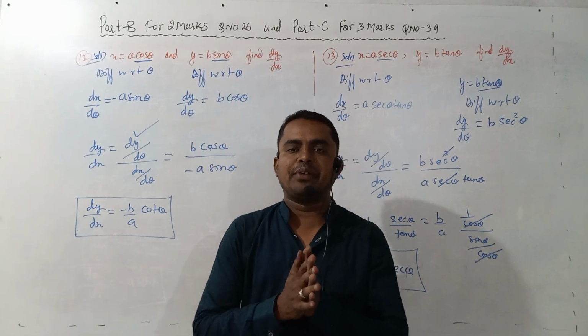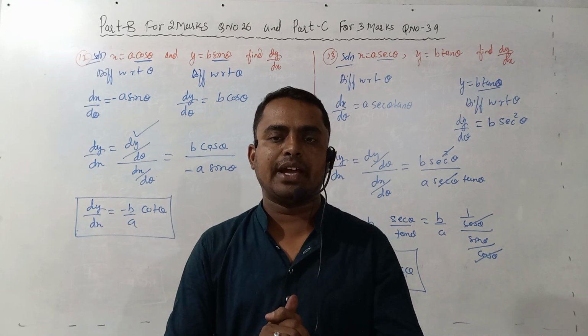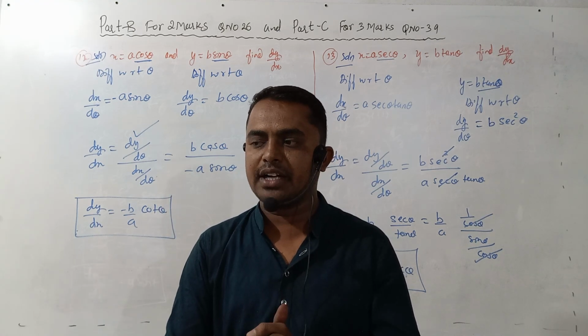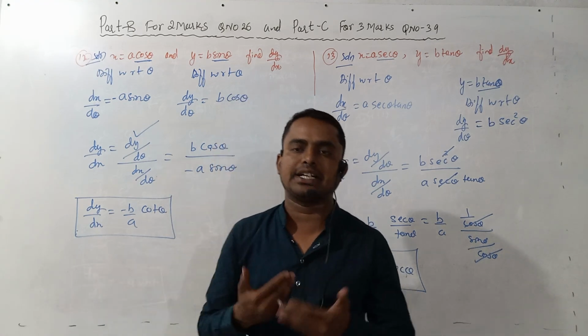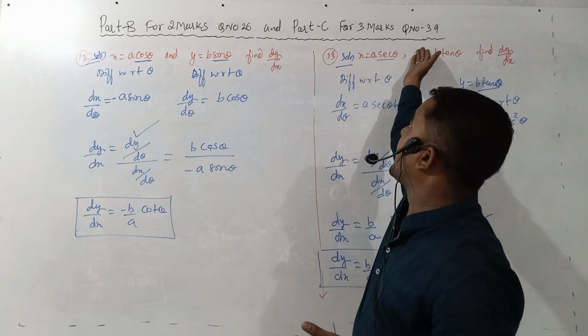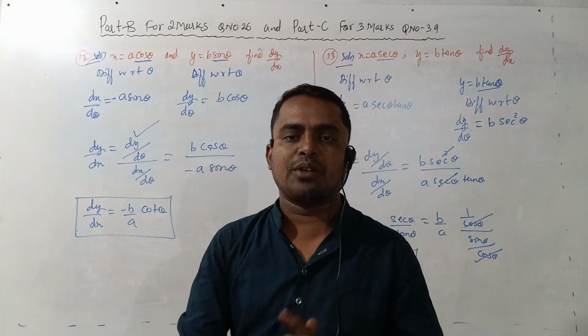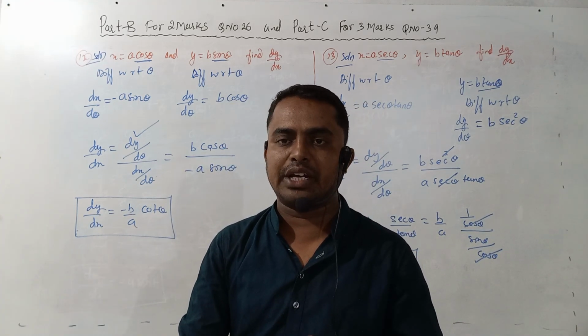So this is all about derivative of parametric functions or parametric equations. This type of question will be asked in part C for 3 marks, or if it is asked for 2 marks, in part B. In part C it is question number 30, 39, and in part B it is question number 26. So out of these problems you will get one problem for your annual examination.